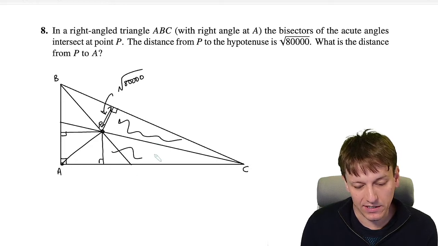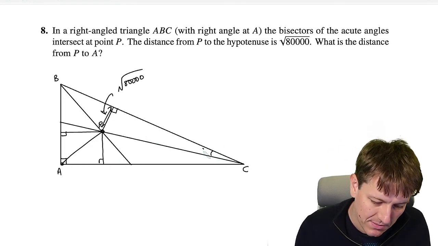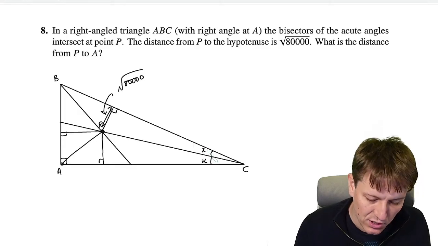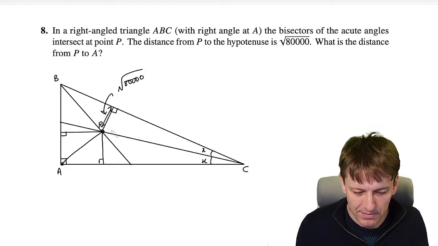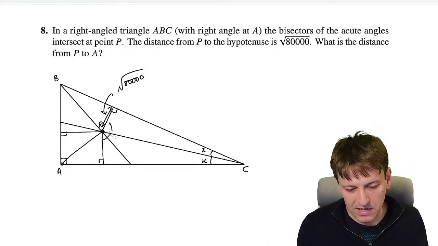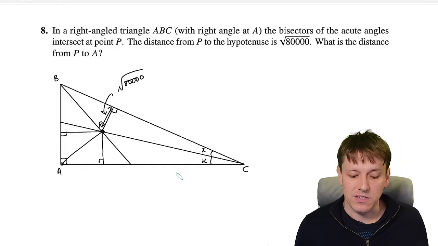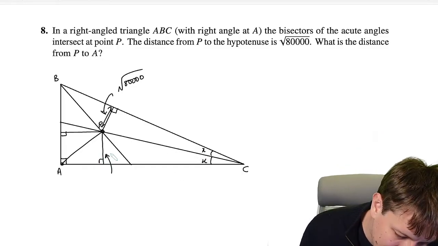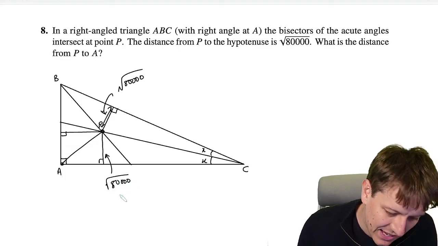In particular, this triangle and this triangle are congruent because we have this angle bisector, right? So the angle bisector means that it splits the angle exactly into 2. So these angles are going to be equal. I've also got right angles, so the other angles in these triangles are also going to be equal here, and they share this common side, so they must be congruent. And so in fact, this side length here is also the square root of 80,000.